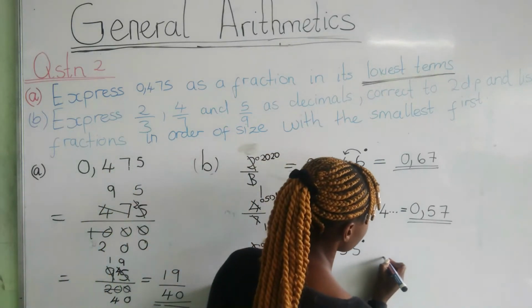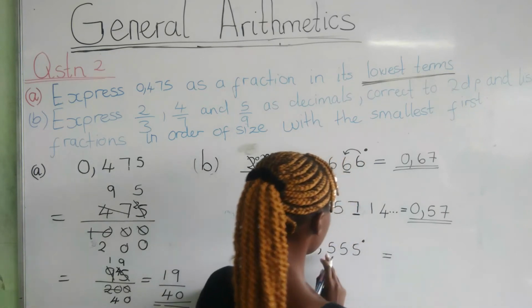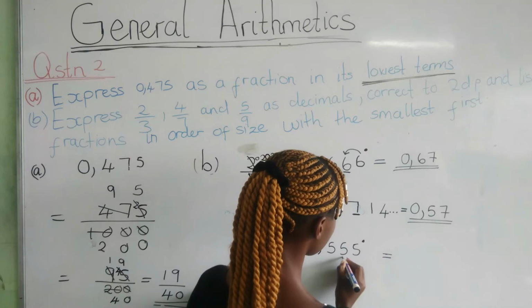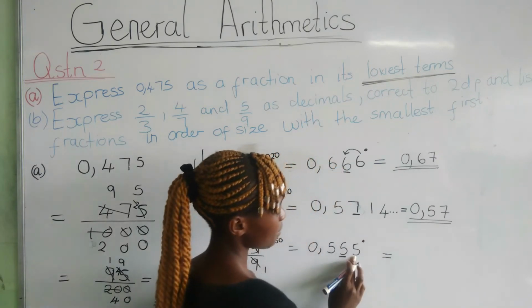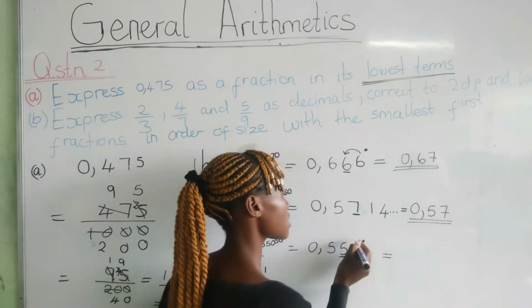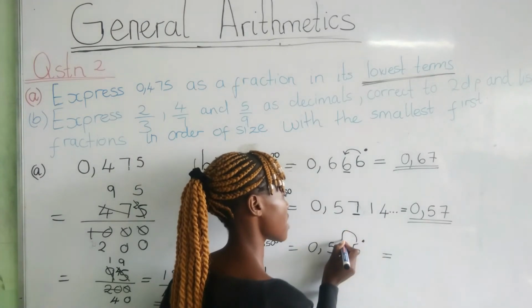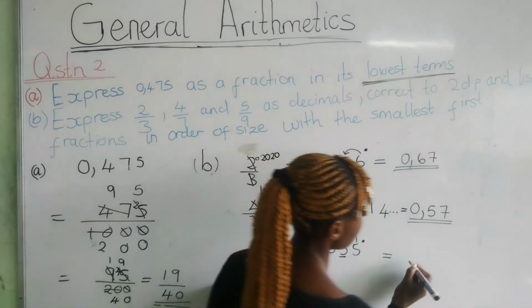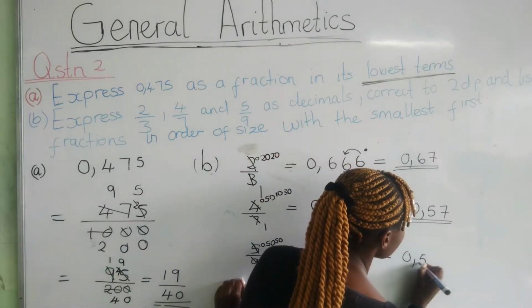Is equal to 0.555. So since we require 2 decimal places, is this above 5 or below 5? It's on 5. So it affects the previous number, giving us 0.56.